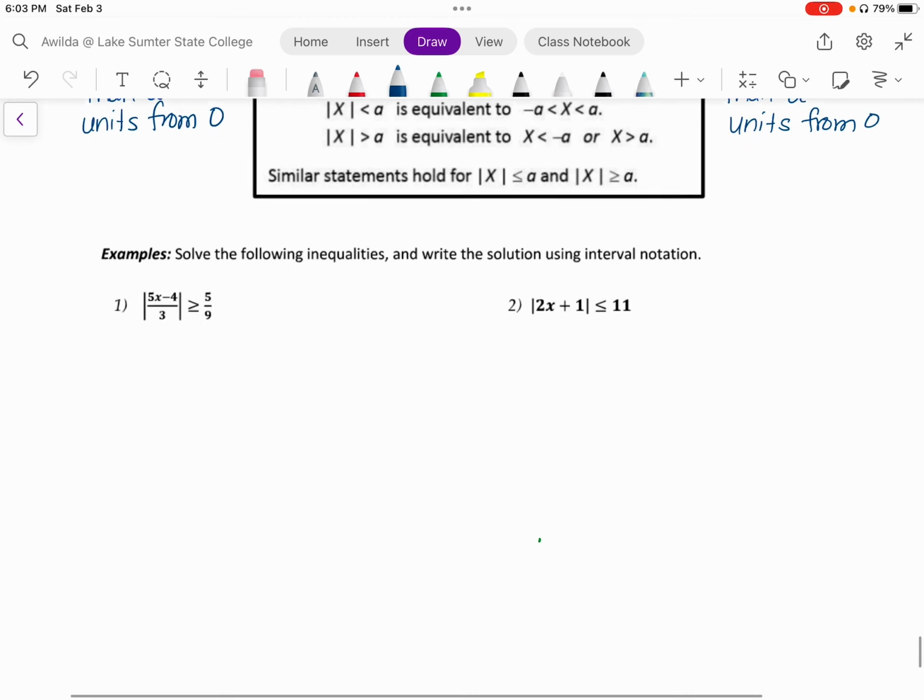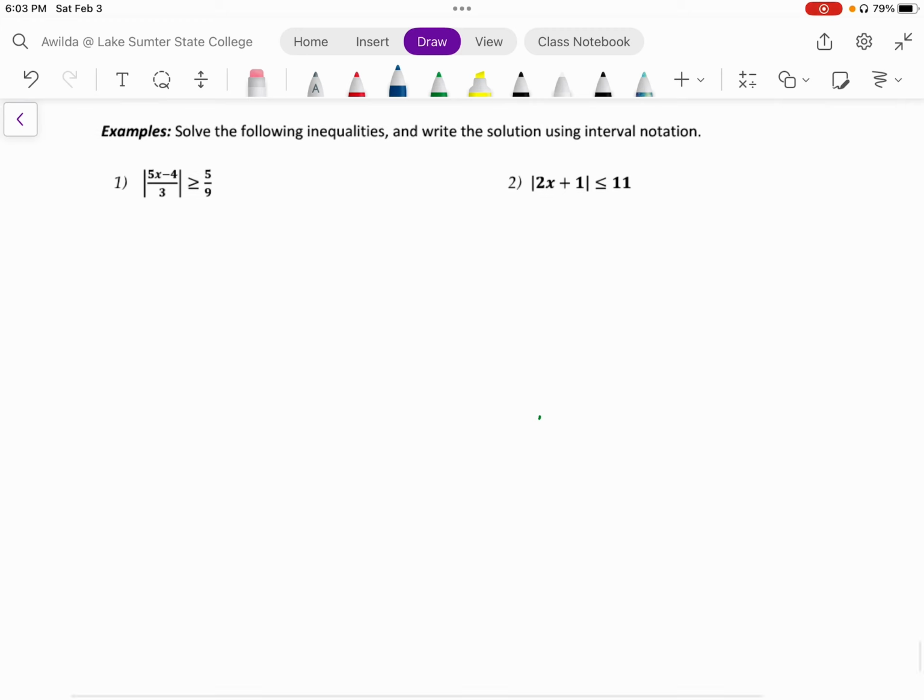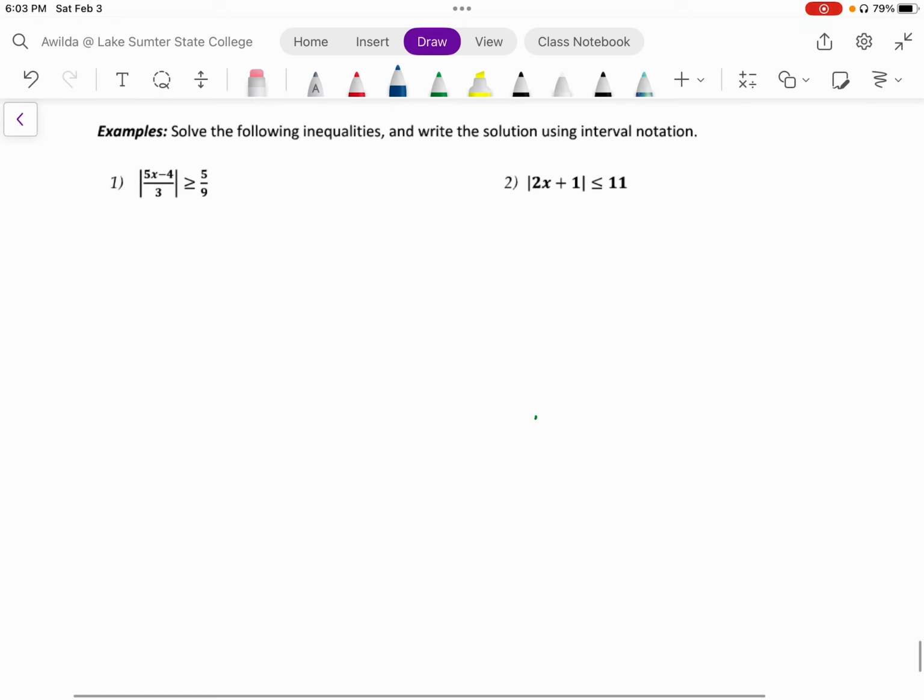Let's look at our first example here. We have that the absolute value of the quantity 5x minus 4, all divided by 3, is greater than or equal to 5 over 9. This means that the quantity 5x minus 4 over 3 is at least 5 over 9 units away from 0. Let's take a look at the number line and try to visualize how we're going to set up our equations. Here is 0, here is positive 5 over 9, and here is negative 5 over 9.